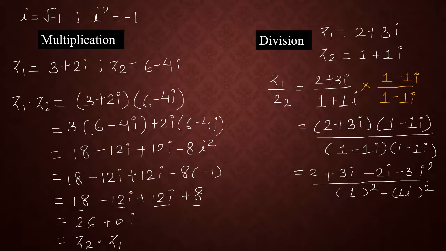You can write down 1 only. So now in the numerator we modify it. What we get? We have 2 plus 3i minus 2i, and as we know the value of i square is minus 1. Therefore that minus 1 multiplied with 3 gives you plus 3.